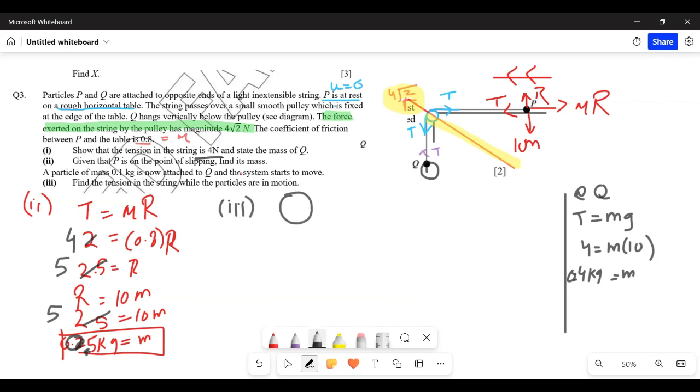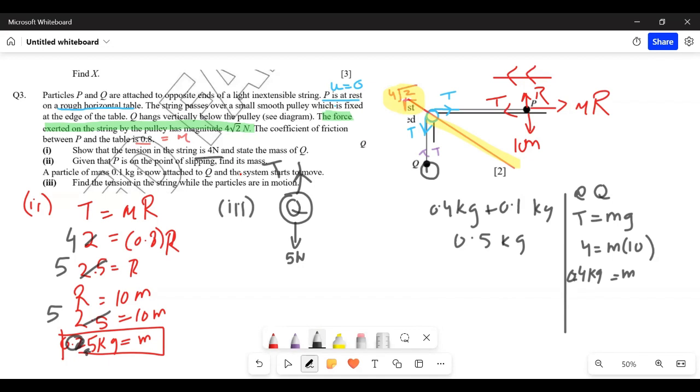Q's mass, earlier it was 0.4, and add 0.1 to it. So it's going to be 0.5 kgs. So there's going to be a 5 Newton force acting downward at Q now. And acting upward is going to be T, which has now changed in value. It's not 4 anymore. It was 4 when the system was in equilibrium. Now the system will move because of the added mass at Q.